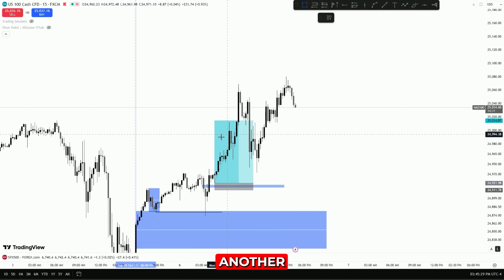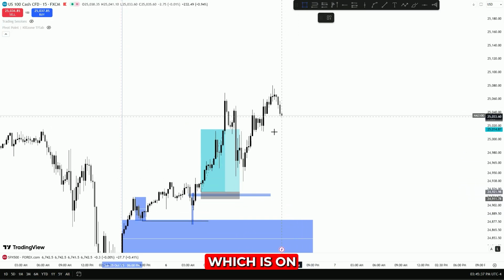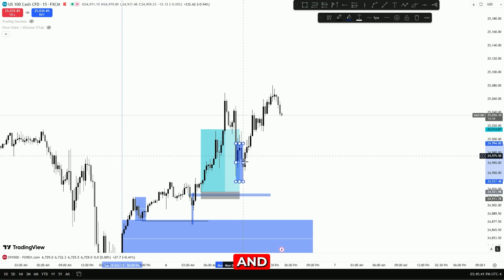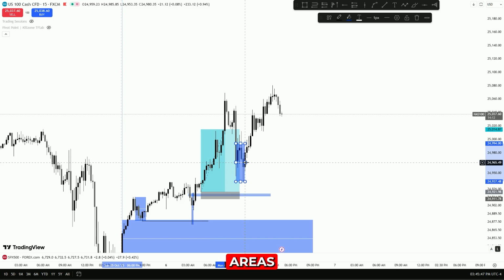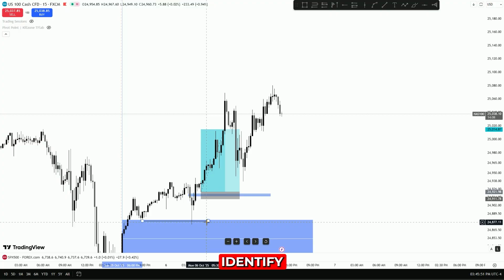Then you can get another tick trade in the London session, which is like 3 a.m. Then you can get another tick trade which is on the 9:30 to 10 a.m. open. Now, this is 9:30 and this is 10 a.m. open. You can get a good tick trade over here in these areas. Now you have to backtest this multiple times to identify.